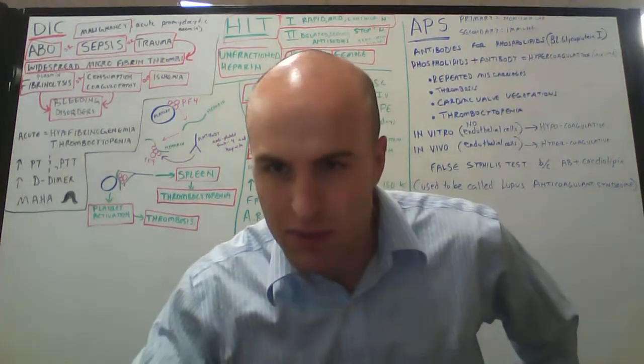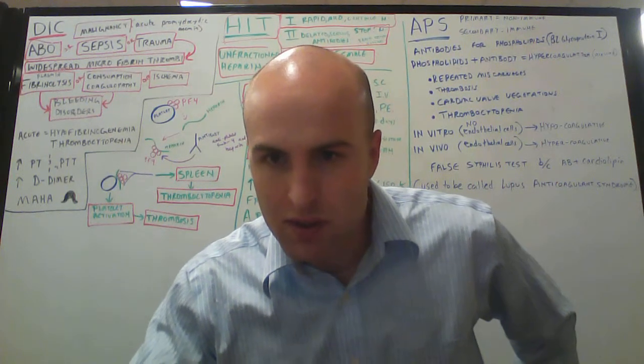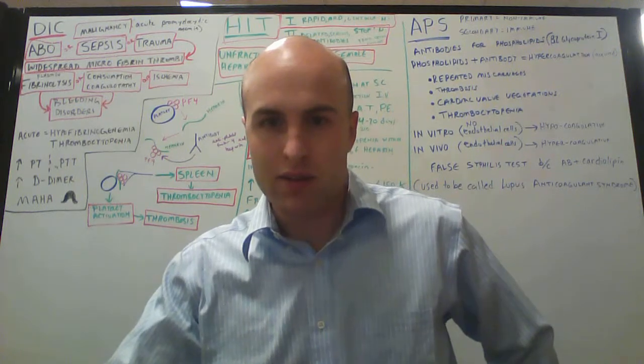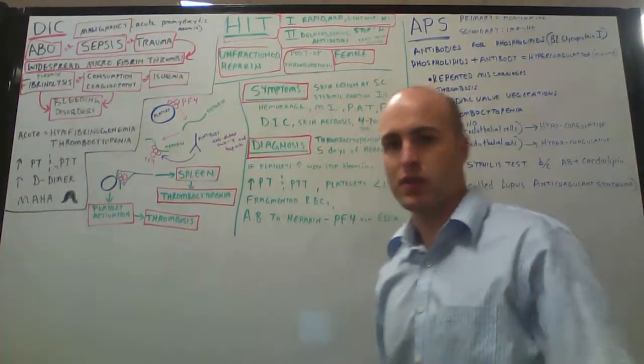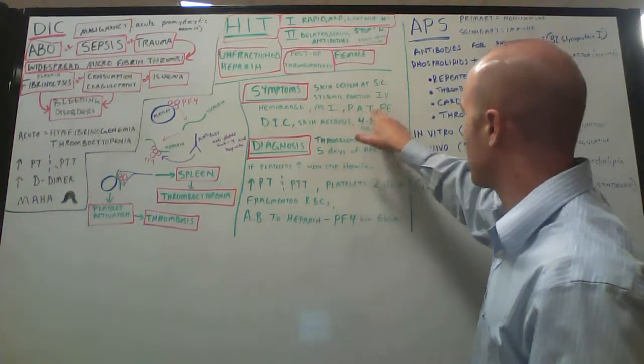Hold on, let me find out what that stands for. Okay, maybe I'll just have to let it go. Symptom, there it is, symptoms. So they're going to have, here it is, peripheral arterial thrombosis. Okay, that's what PAT is. So they could have peripheral arterial thrombosis.